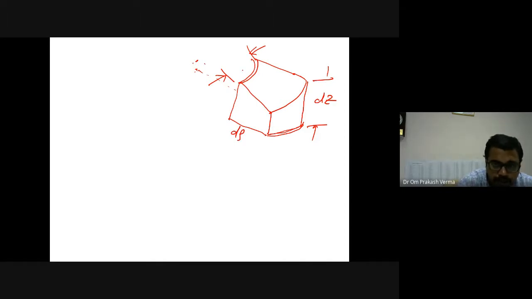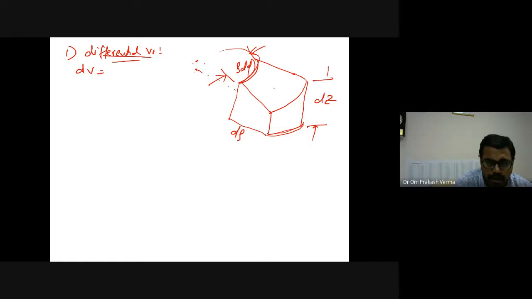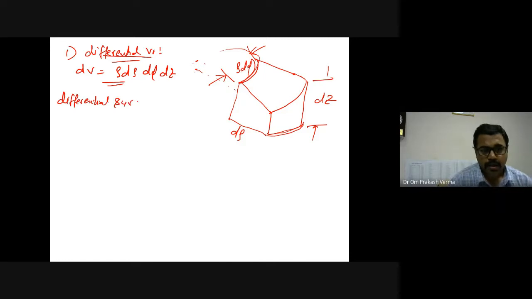And this one is rho, d rho is varying, okay. And how the angle is changing, this is the rotation. So we are taking the rho d phi, okay. So the first thing we want to calculate is the differential volume. dV is nothing but the multiplication of all these. So rho d rho d phi dz will represent the volume.